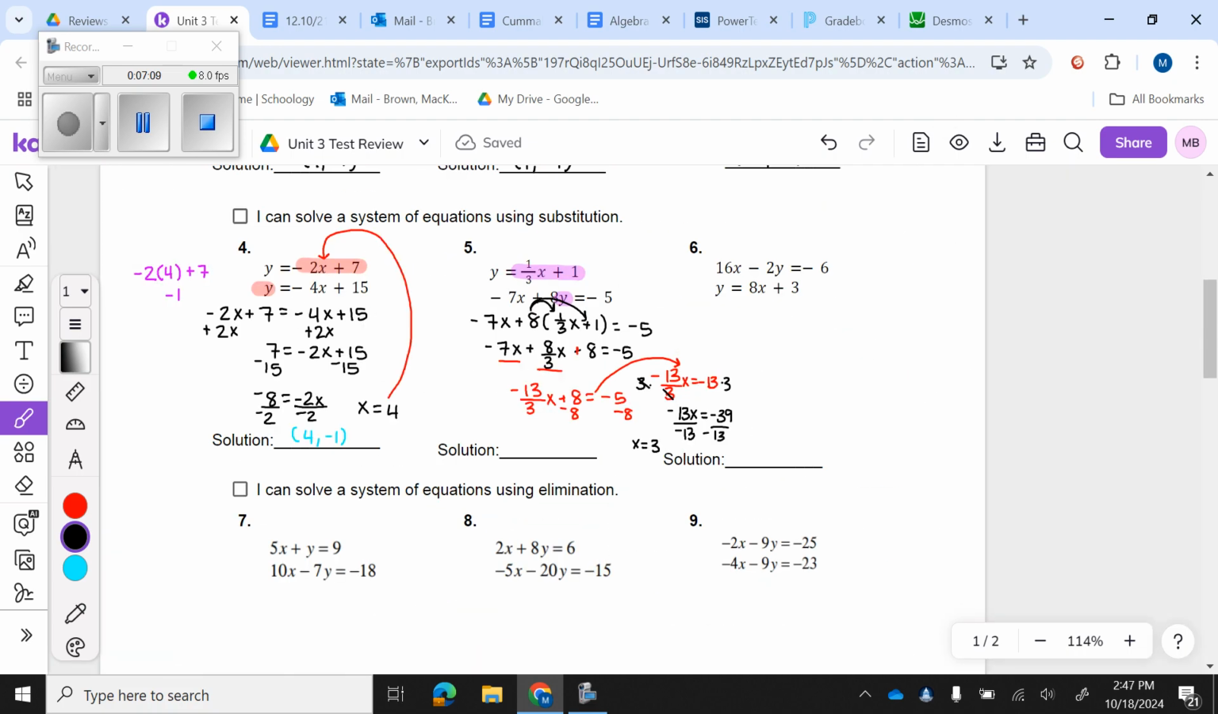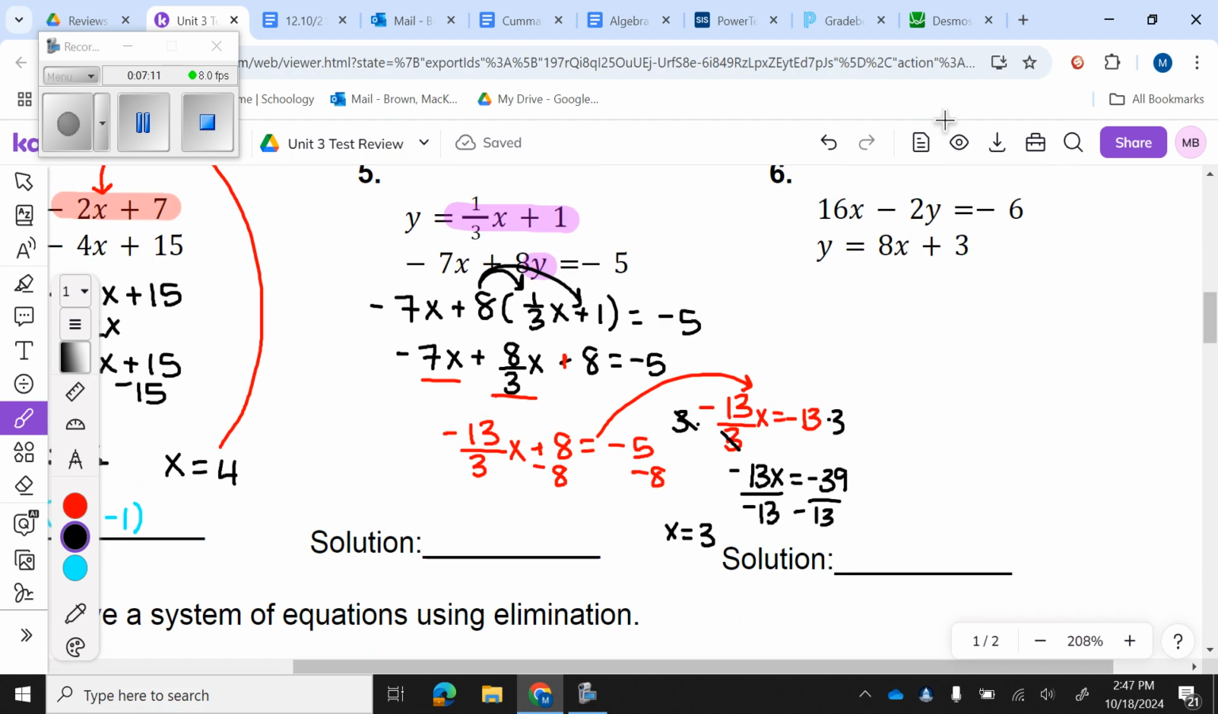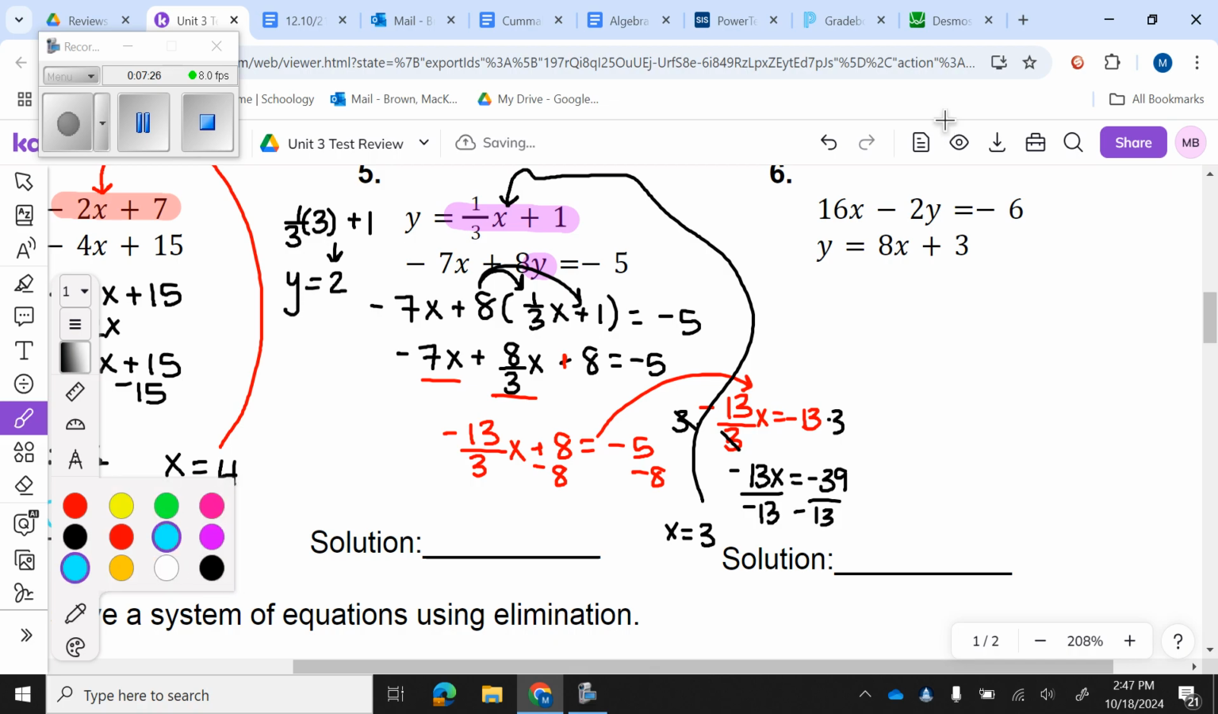All right. If my x is 3, then y'all, I'm going to substitute this back into this equation right here. And in my calculator, I'm going to do 1/3 parentheses 3 plus 1. When I put that in my calculator, you're going to end up getting 2, which means that my y is 2. Remember, you need to write your answer as an ordered pair, so I'm going to have 3 comma 2.